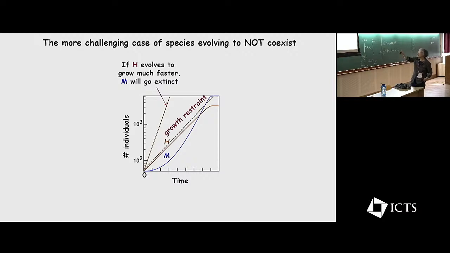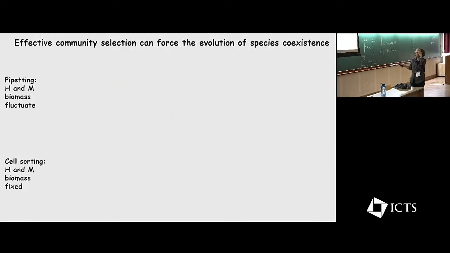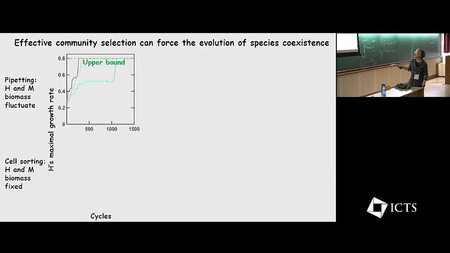And so we want to see whether we can evolve growth restraint, right? It's very much like Sylvia's case. Where can we do this growth restraint? So again, we're comparing pipetting and cell sorting. Let's say the green line is the evolutionary upper bound for H's maximum growth rate. If you do pipetting, you can see in 3 simulations, they all went to the very top.